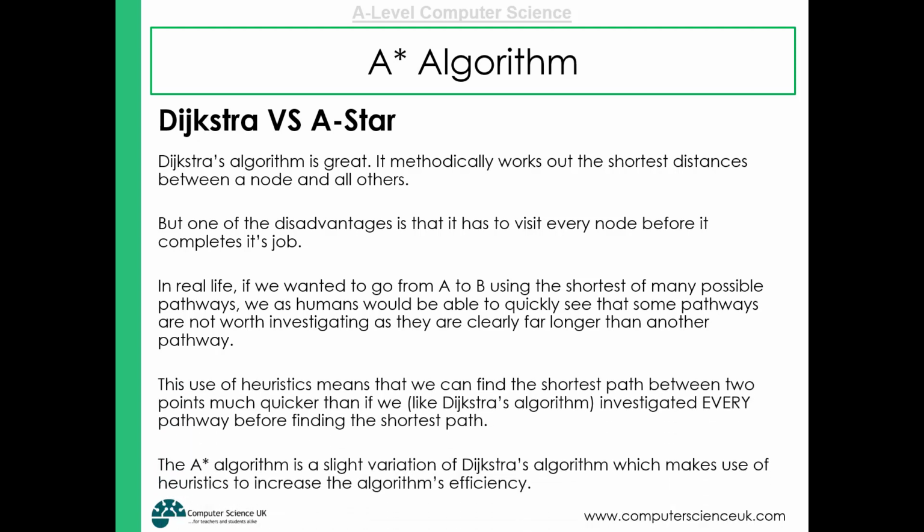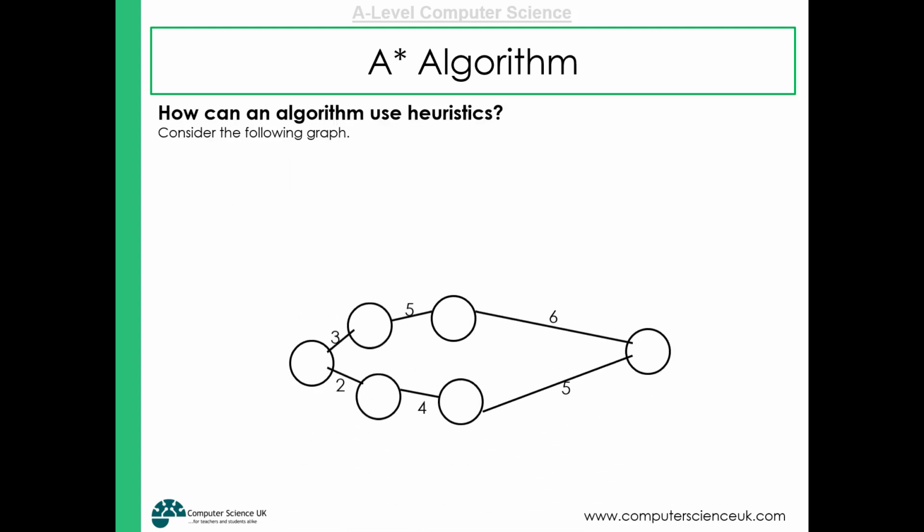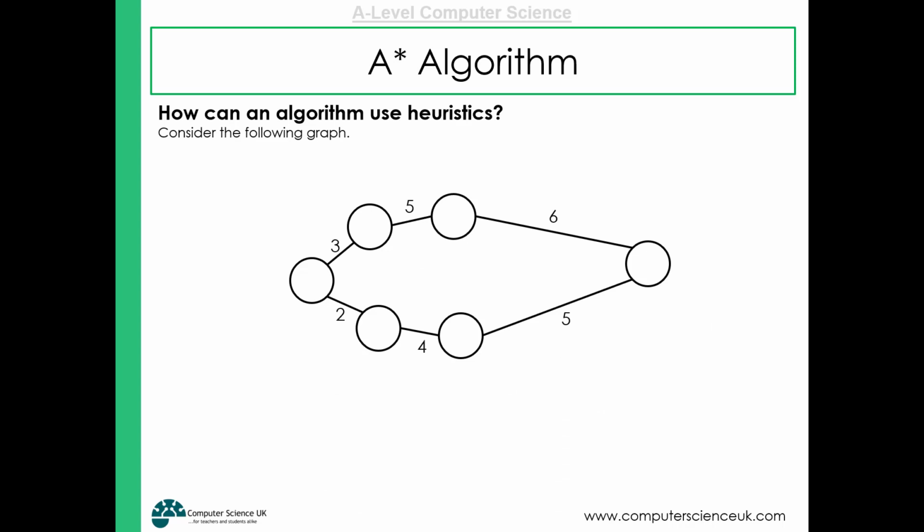So the A-star algorithm, like I said, is a slight variation on Dijkstra's algorithm, which makes use of heuristics to increase the algorithm's efficiency. So let's take a look at how it works. If you consider the following graph, we've got different nodes that are connected to other nodes, and we've got the distances between the nodes on the lines that connect them. Now, with the A-star algorithm, we also use one more measurement. What we use is the straight line distance from each node to the destination node.